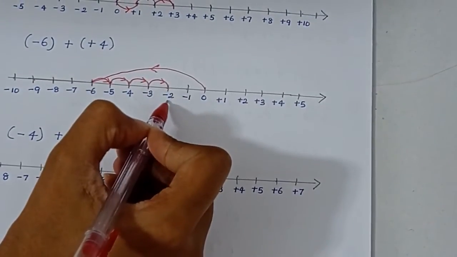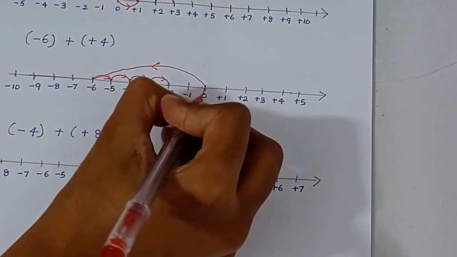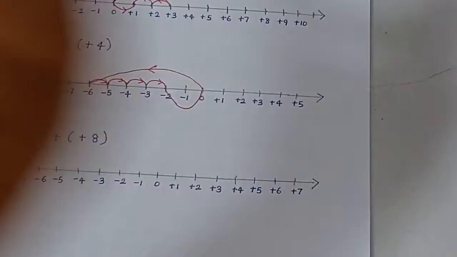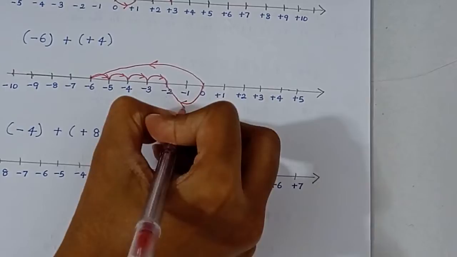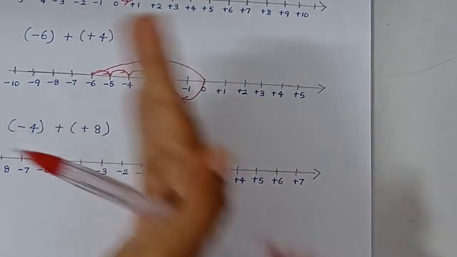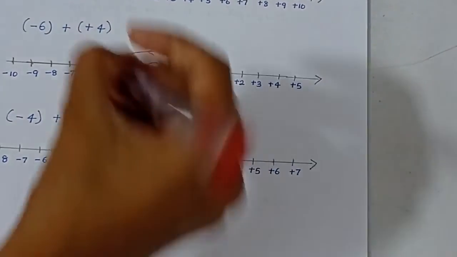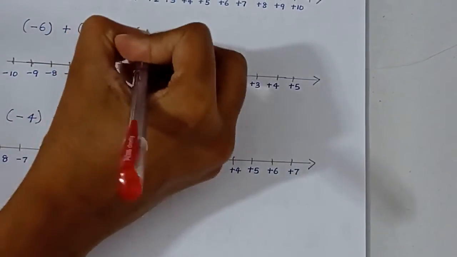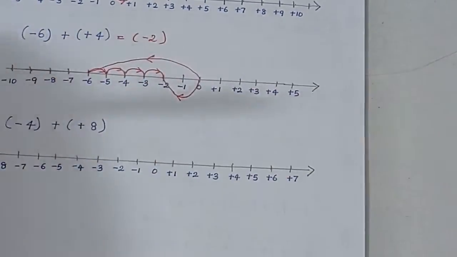Now we add negative 2. Then from 0 to negative 2. Direction here. Answer is negative 2.